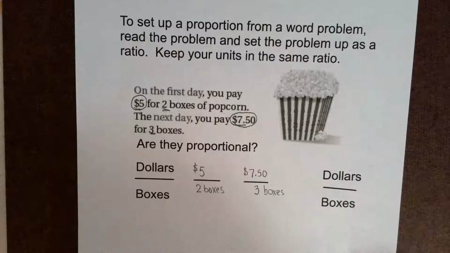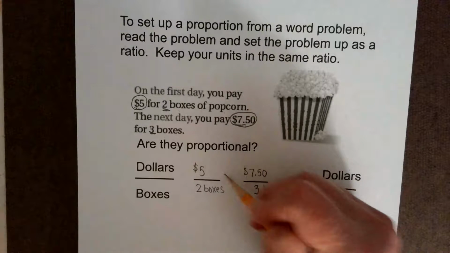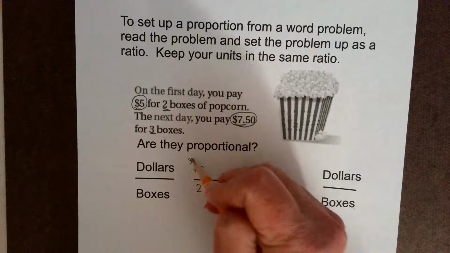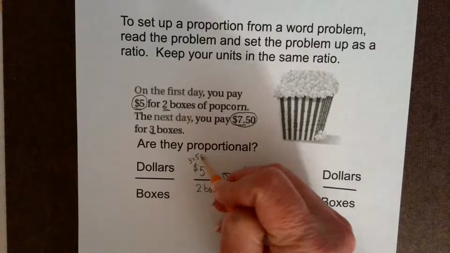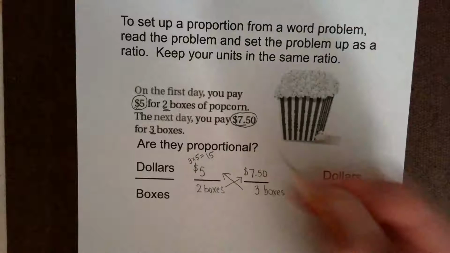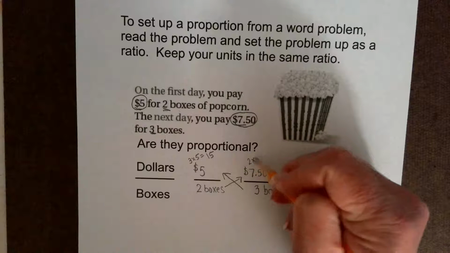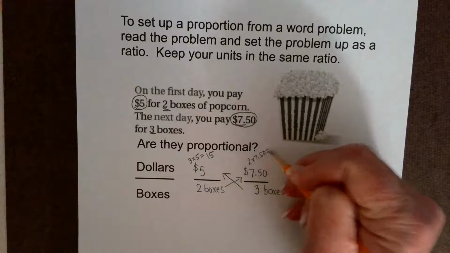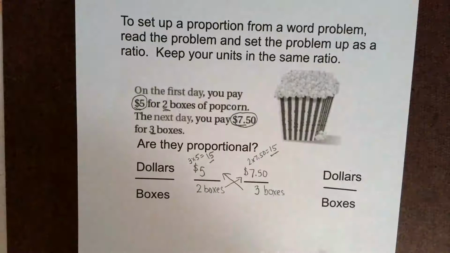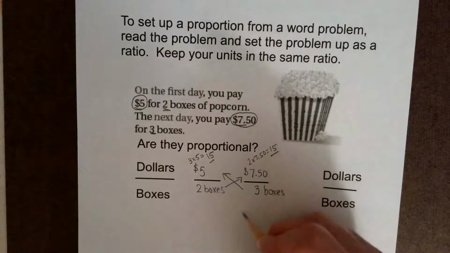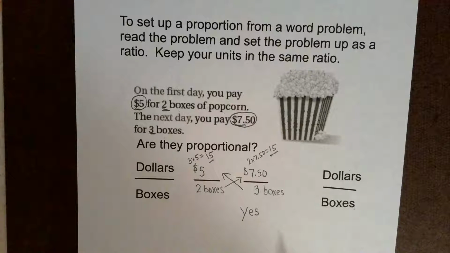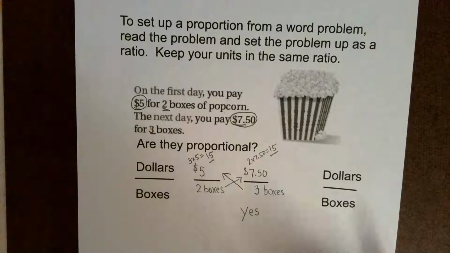And then to determine whether those are proportional or not, I'm just going to cross multiply. So 3 boxes times $5, I got ahead of myself, is 15. And then 2 boxes times $7.50 is also 15. So those two are proportional. So yes, they're proportional.